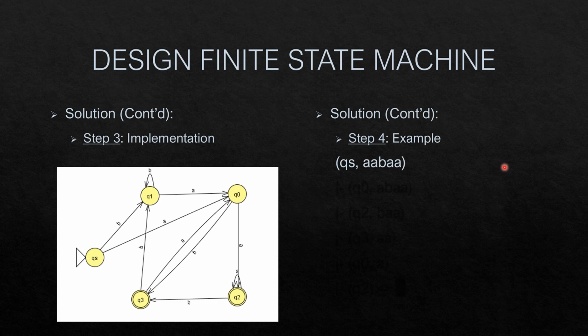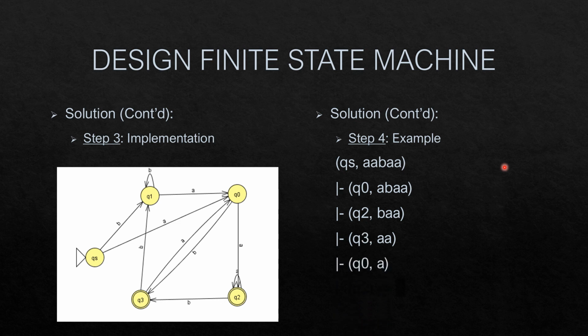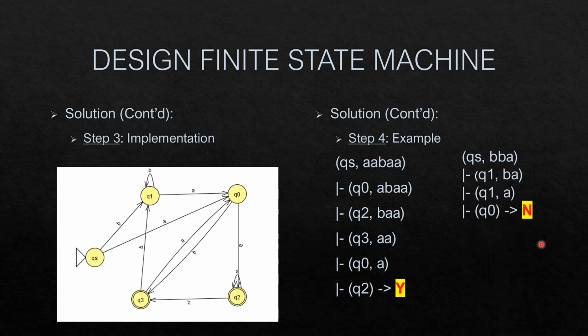From QS we will reach Q0. From Q0 we will reach Q2. From Q2 we will go to Q3. From Q3 we will go to Q0. From Q0 we will reach Q2 state and give the output as Y. Let's take another example, BBA. Let's trace this example, as it is clearly seen that it is ending in BA, so that means it should give the output as no. From QS I will reach Q1, Q1 to Q1, Q1 to Q0 and the output will be no.